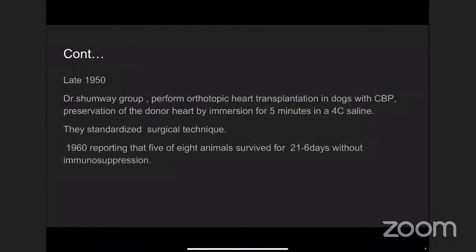Dr. Shumway in 1950 performed orthotopic heart transplant in dogs with cardiopulmonary bypass, preservation of the donor heart by immersion for 5 minutes in 4 degrees saline. They standardized the surgical technique. In 1960, they reported that 5 of 8 animals survived for 21 days without immunosuppression.